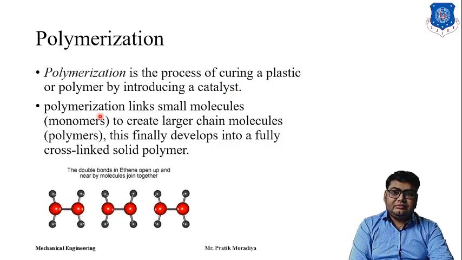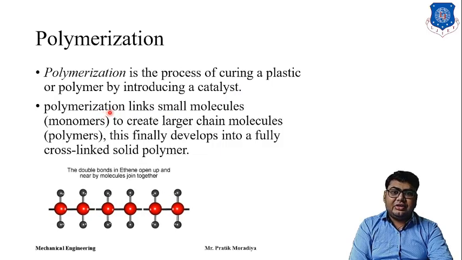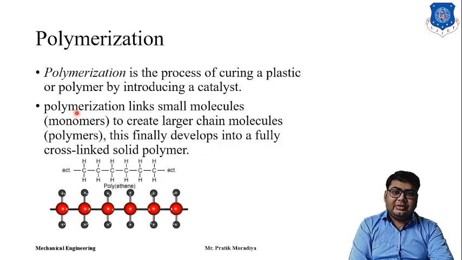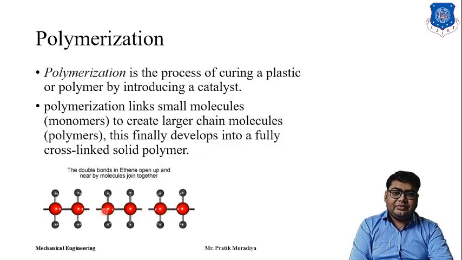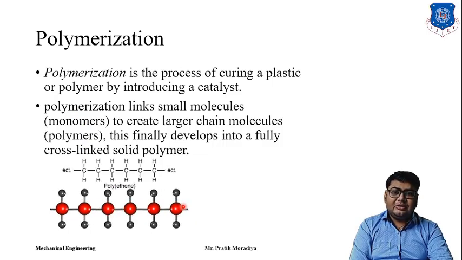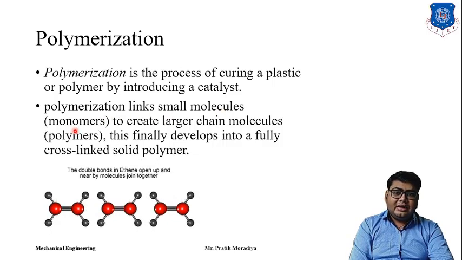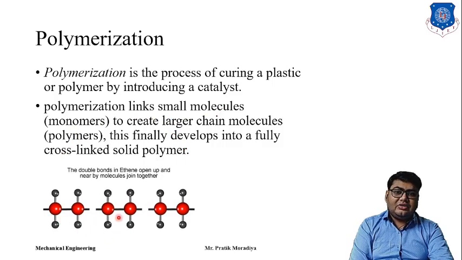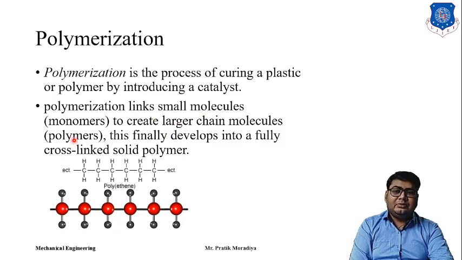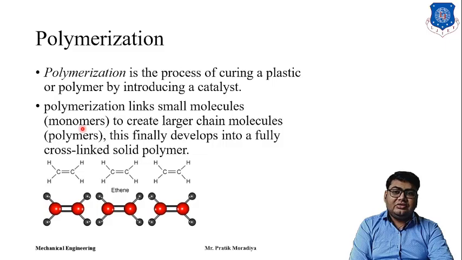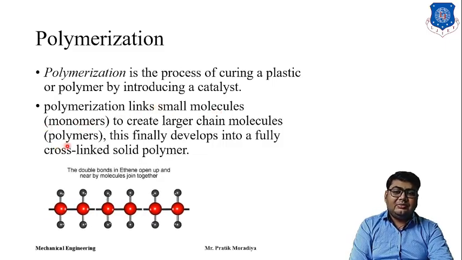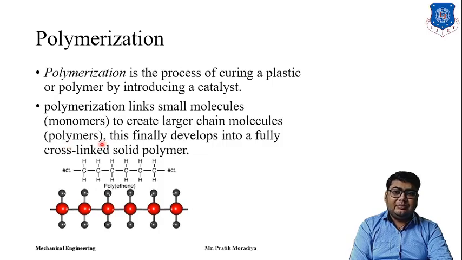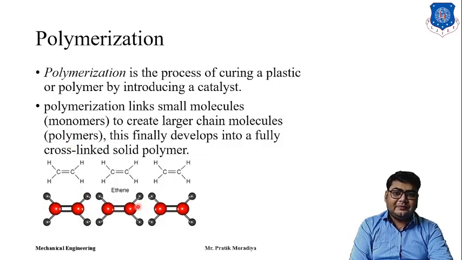Now, how does polymerization happen? In polymerization, different small molecules will form a long chain of a single molecule. These small molecules are known as monomers and they create a large chain of molecules which is known as a polymer. Mono means single, so a single molecule is a monomer, and poly means many. So a polymer is many molecules in a single chain.